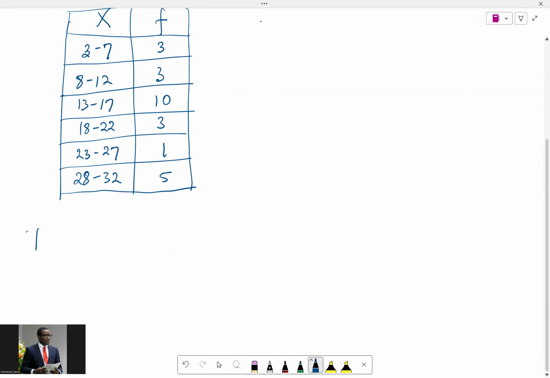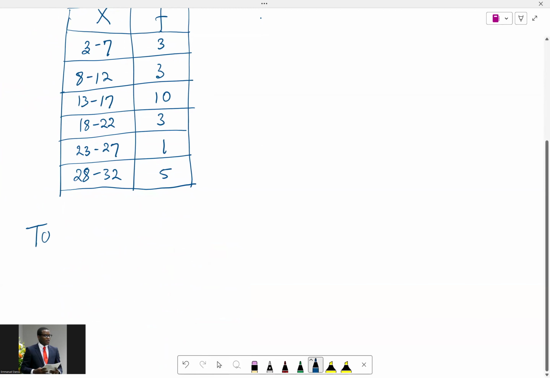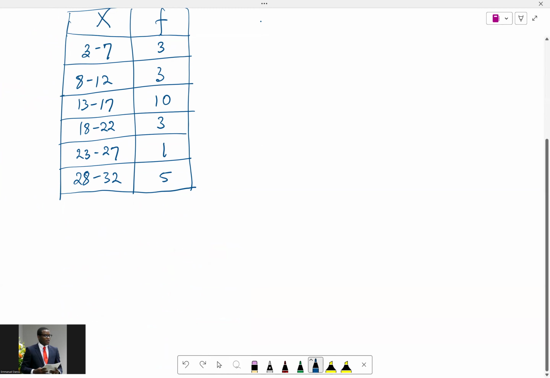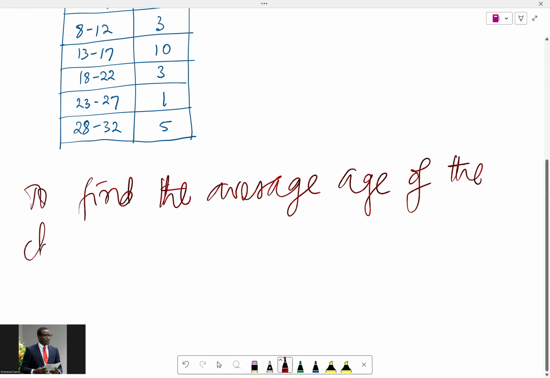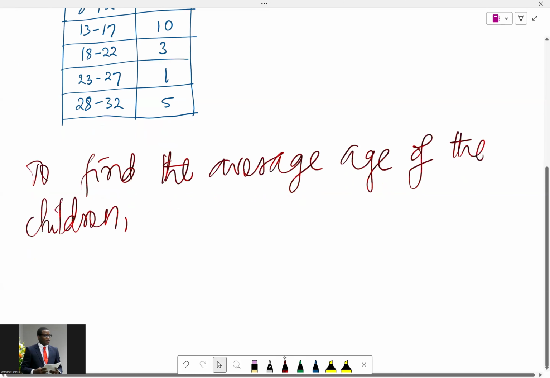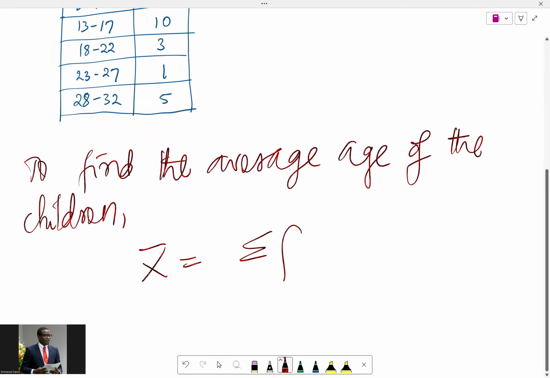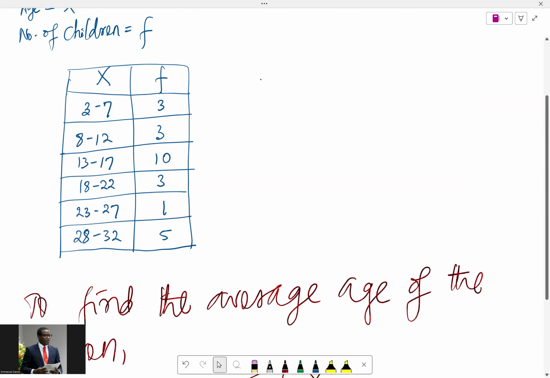To find the average age of the children, that should be x bar. X bar is summation of f of x divided by summation of f.